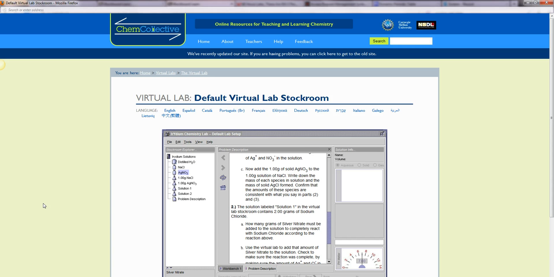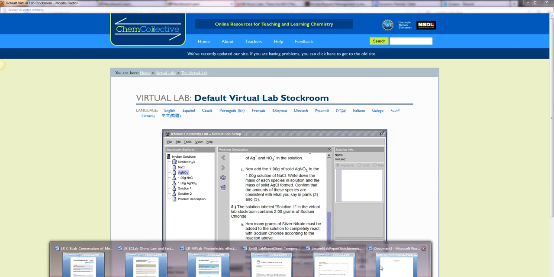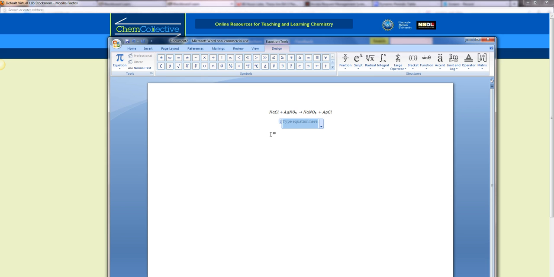What I wanted to do was show you an example of a stoichiometry problem, which is 2A, where we're looking at solution 1, which is 2 grams of sodium chloride, the salt, that's in a water solution, and we need to find out how many grams of silver nitrate must be added to the solution to complete the reaction of sodium chloride according to the reaction above. So we want to be able to add some silver nitrate in here and have it react completely. So what I'm going to do is do a stoichiometry problem.